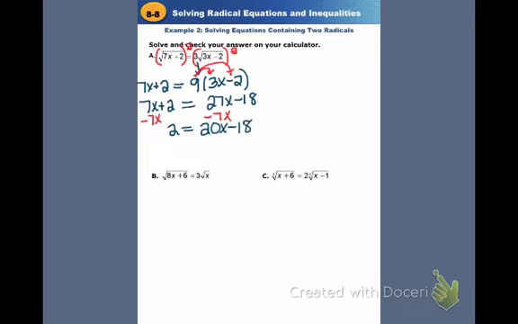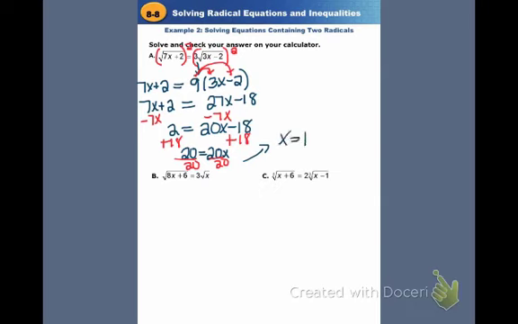Now I'm going to add 18 to both sides, and that leaves me with 20 is equal to 20x, and of course we're going to divide by 20 then, and that's going to give us just 1. So that means x equals 1.